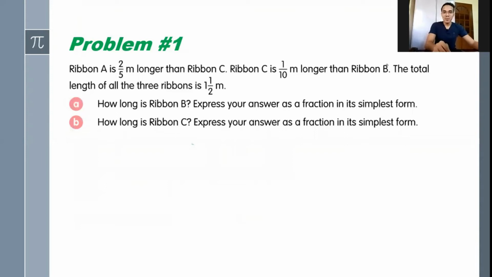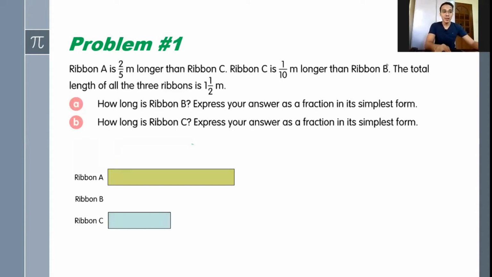It's important to be able to use or translate the word problem into models. So let's use models to solve this word problem. First, there should be ribbon A, ribbon B, and ribbon C. We are comparing the lengths of these 3 ribbons. It says there that ribbon A is 2/5 meter longer than ribbon C. In other words, ribbon A is longer than ribbon C. By how much? Ribbon A is 2/5 meter longer than ribbon C, as seen in the model.